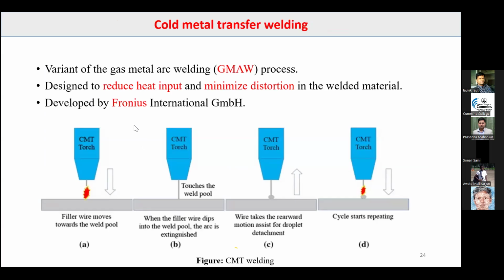Now this is the cold metal transfer welding process. This is the advanced variant of the GMAW process. Again, the electrode is in the form of wire, and this process is designed to reduce the heat input, because the major drawback of the GMAW process is that heat input is very large, and that is why there is deformation. So here the heat input is very less and minimum distortion is there. It is developed by Fronius. So here you can see the CMT working.